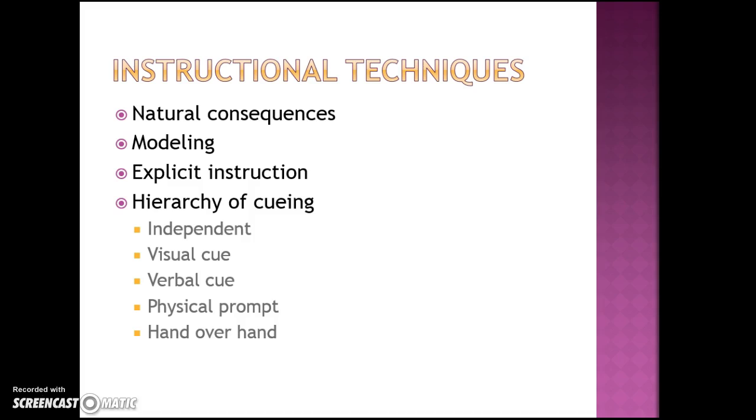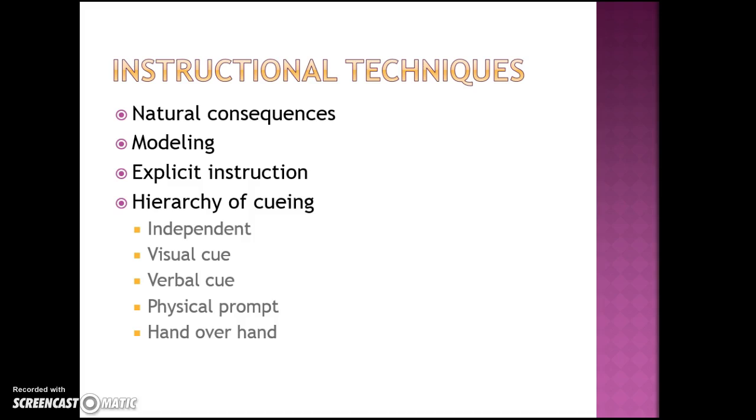Also be aware of your hierarchy of cueing when you're doing this. Obviously, the independent is what we're hoping for, that the individual will just choose an item and then enjoy it and play with it and manipulate it or eat it or whatever your choice may be, and then go back to the beginning. So independent would be on their own without any help.